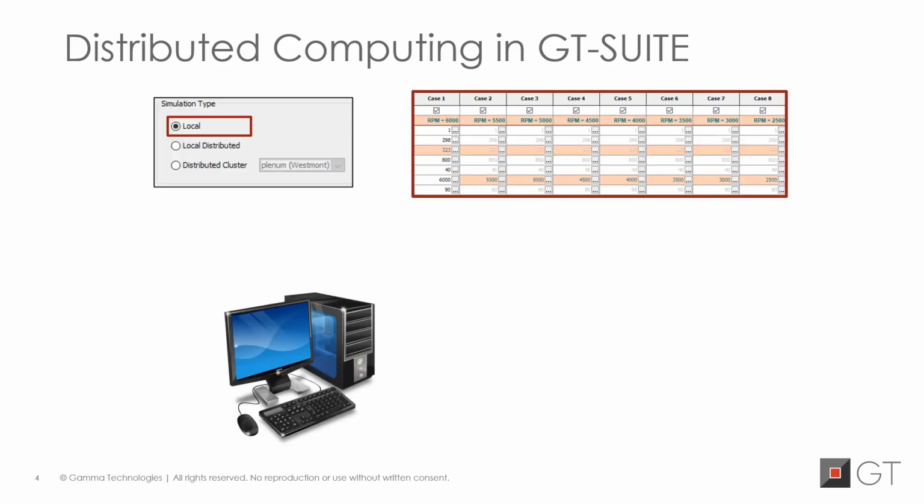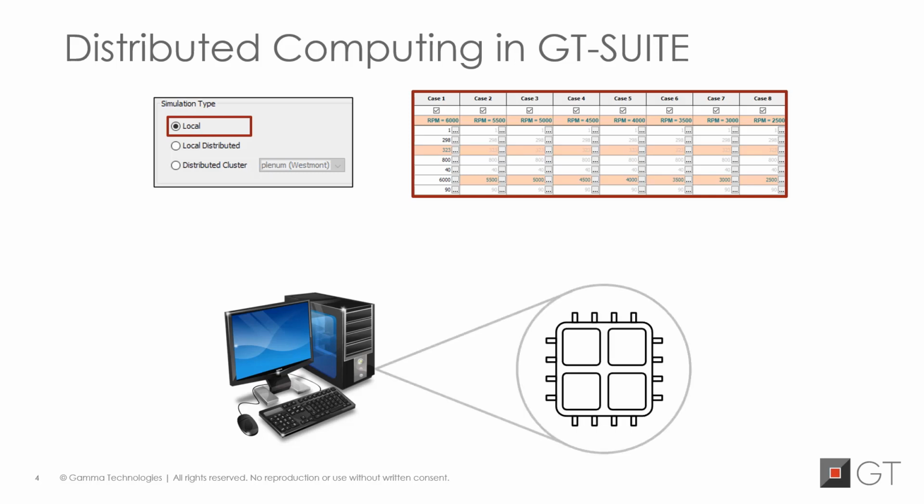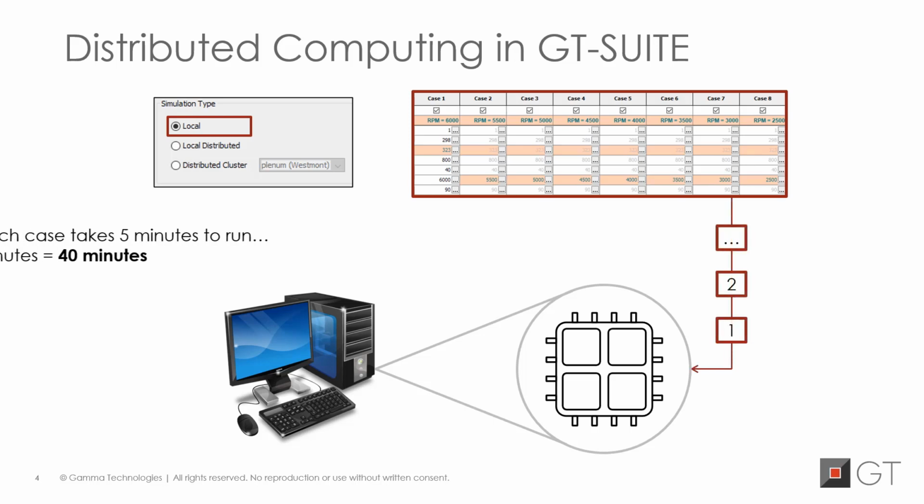Now, when we go to run a simulation, there are a few simulation types that are available to us, the first of which is the local serial solver. This runs on your local machine, and with this simulation type, each case is sent to the solver in sequence, one after another. As an example here, if we assume that each case of this simulation takes 5 minutes to run, 8 cases multiplied by 5 minutes gives us a 40-minute runtime.